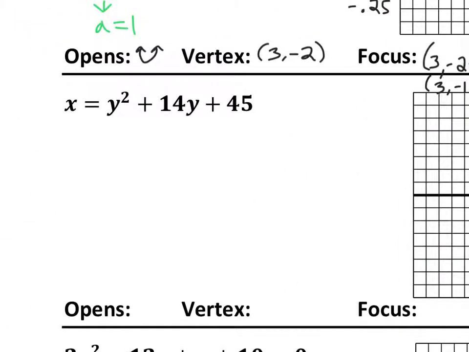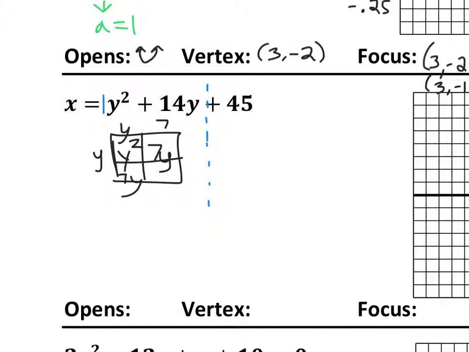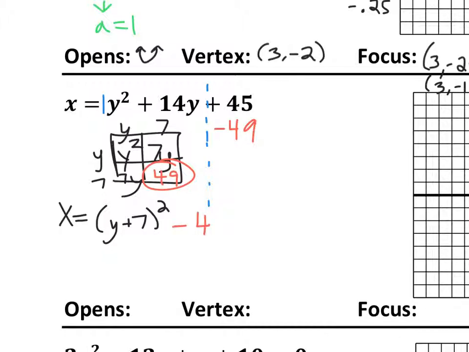So looking at the next one, what's different? It's x that's to the first power, not y, but we will proceed the same way. So draw your box. I do already have a 1 in front, so that's good. Y squared split in half, 7y, y, 7, 7. So x equals y plus 7 squared. What goes in my gaping hole? 49. But instead of adding 49, I'm going to subtract 49. So 45 minus 49 is -4.